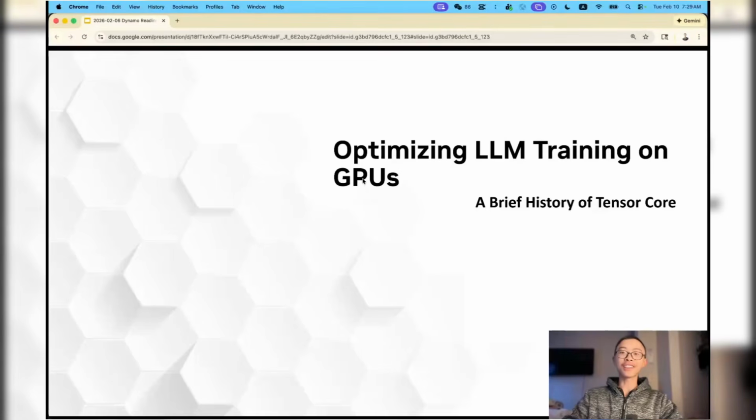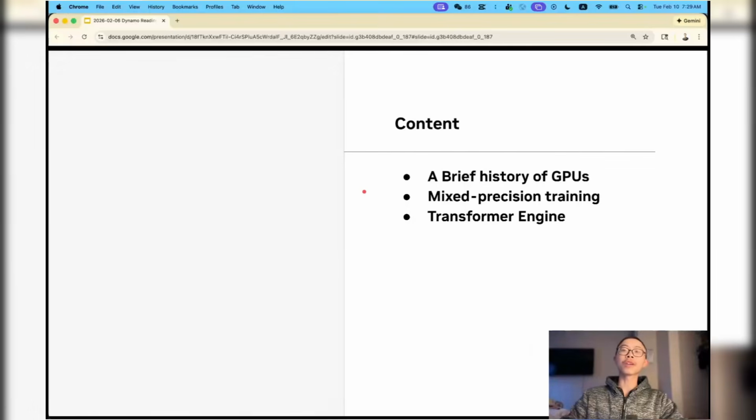Welcome to the lecture on optimizing large language model training on GPUs. We will cover a brief history of Tensor Cores on GPU, and then mixed precision training, and then Transformer Engines that let you leverage the latest Tensor Core hardware.